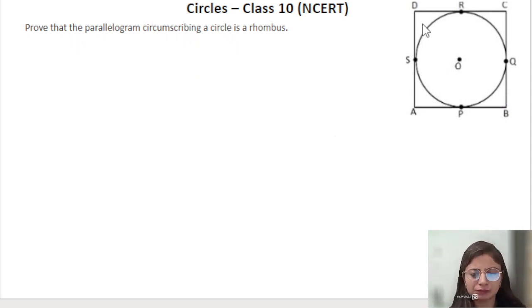Okay, so I have a parallelogram over here ABCD and it is circumscribing a circle. We will prove ABCD is a rhombus. So to prove that it is a rhombus, we will prove all its sides are equal. Okay, now let's join these two ends of this parallelogram. So let's join B and D.